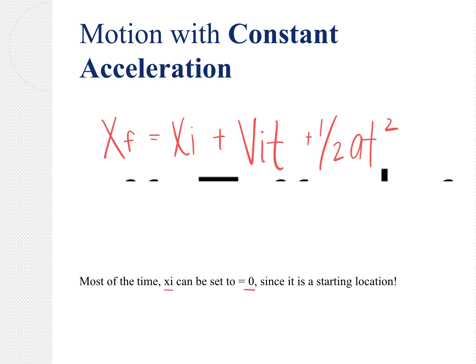All right, this down here says most of the time X sub I can be set equal to 0 since it's our starting location. That's a really helpful piece of information. I don't care what happens before the time interval that I'm looking at. So most of the time it is set equal to 0. So we are going to be able to drop that out of our equation a lot. What does X stand for? X is displacement. Yep, so we would always measure these in meters. Okay.